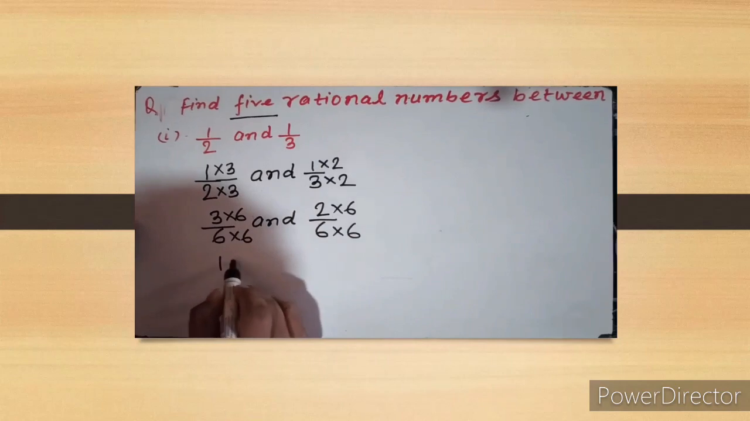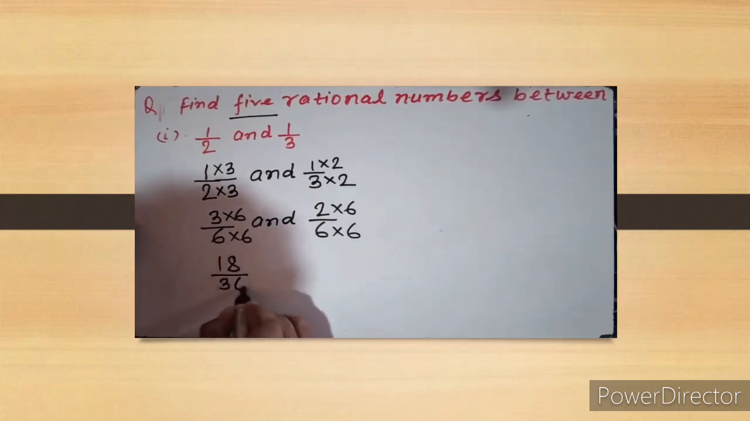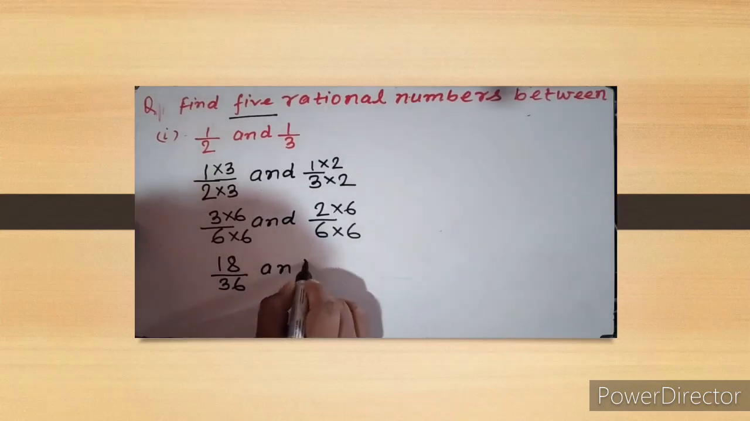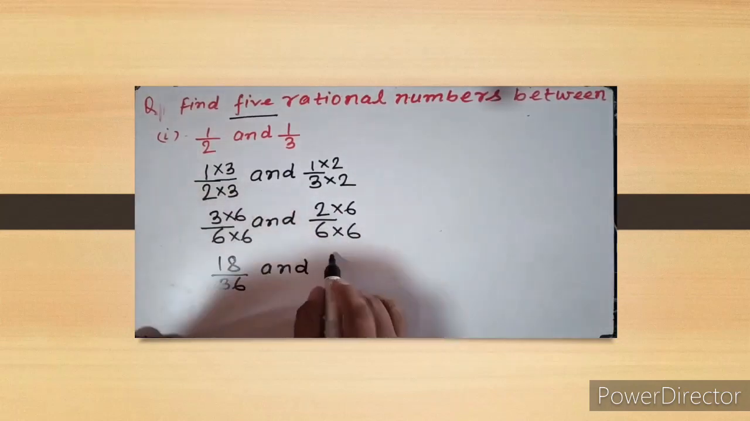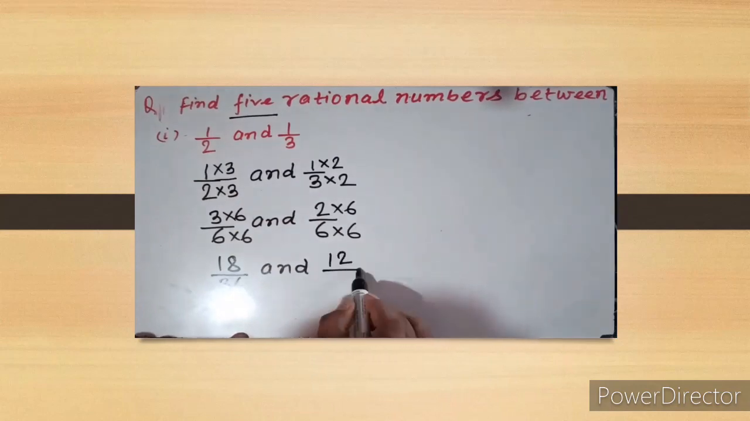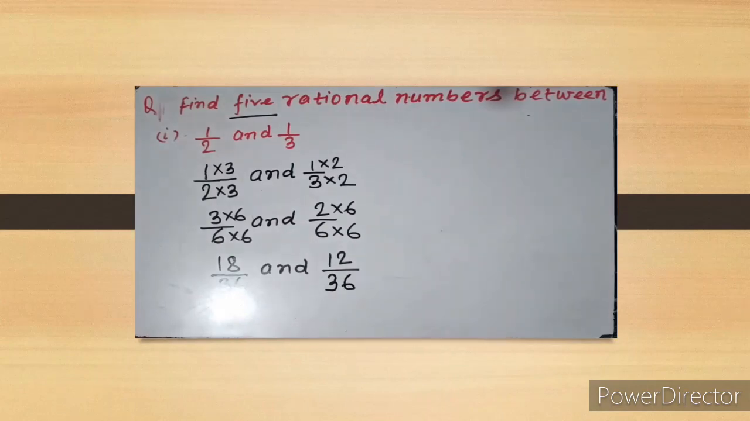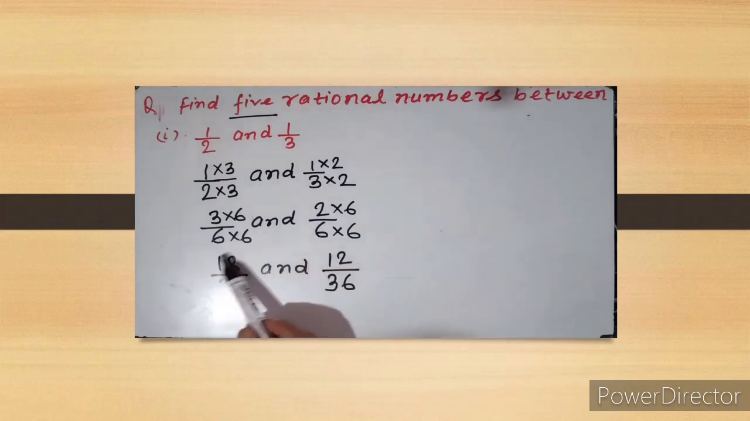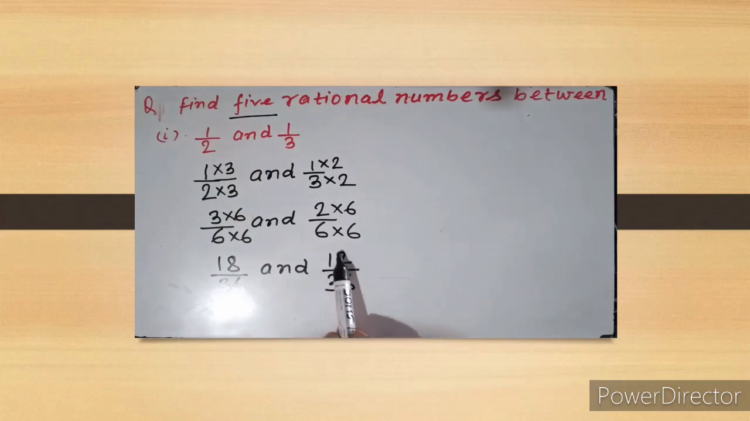So 3 6s are 18 upon 6 6s are 36, and this is 2 6s are 12 and this is 6 6s are 36. Now we have to find the rational numbers between 18 by 36 and 12 by 36. Here also denominators are same. So we will see between the numerators. Numerator over here is 12 and here is 18.